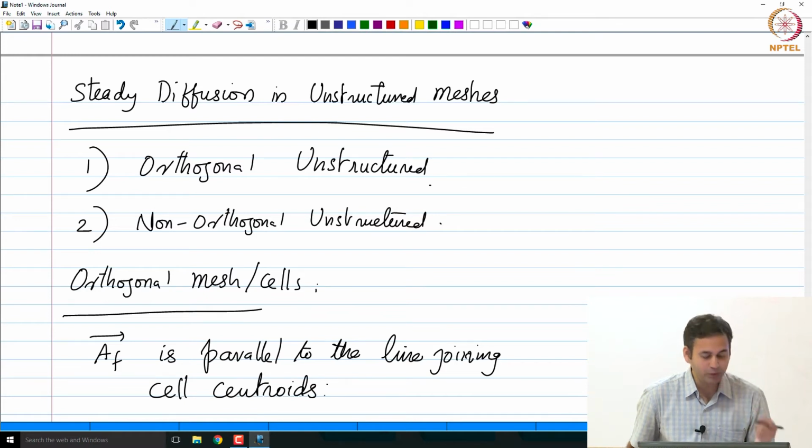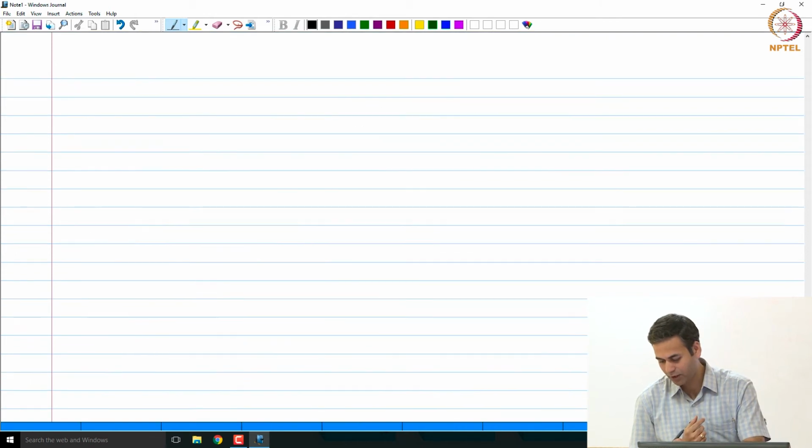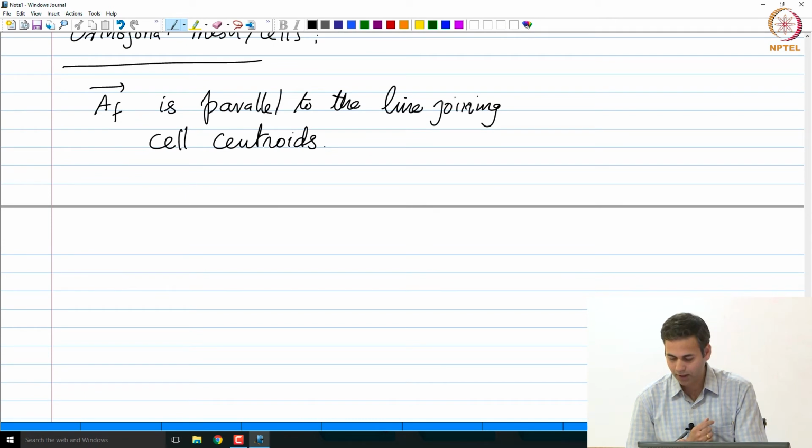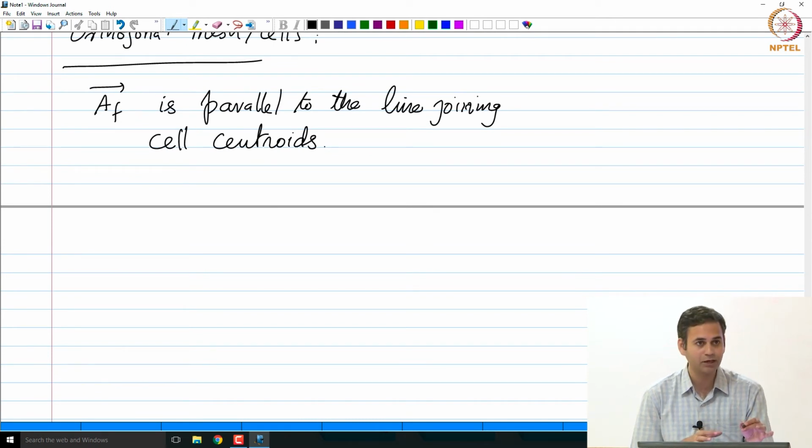So when we talk about one particular face, we are talking about only two cells and the two cell centroids, right, because there is a uniqueness here, right. Every face has only two cells, right. So if this is satisfied, then it is an orthogonal cell, and if it happens for every cell in the mesh, then it is an orthogonal mesh. Okay. Now we are looking at, in the first context, an orthogonal mesh.